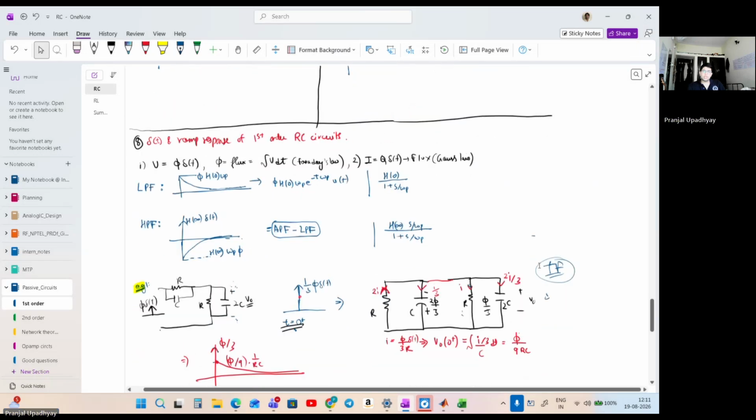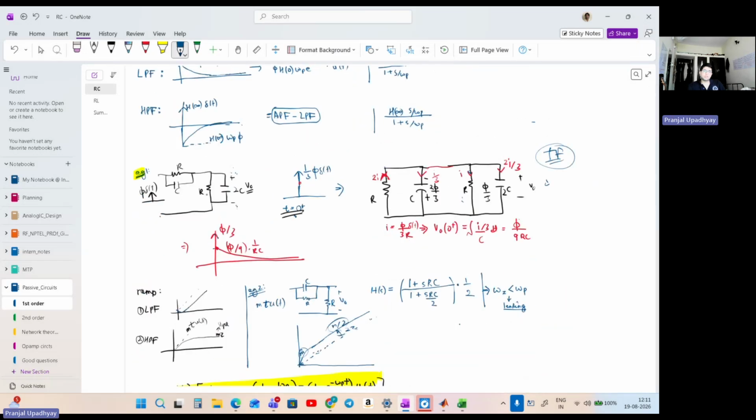Now, let us talk about the transfer function of the circuit now.